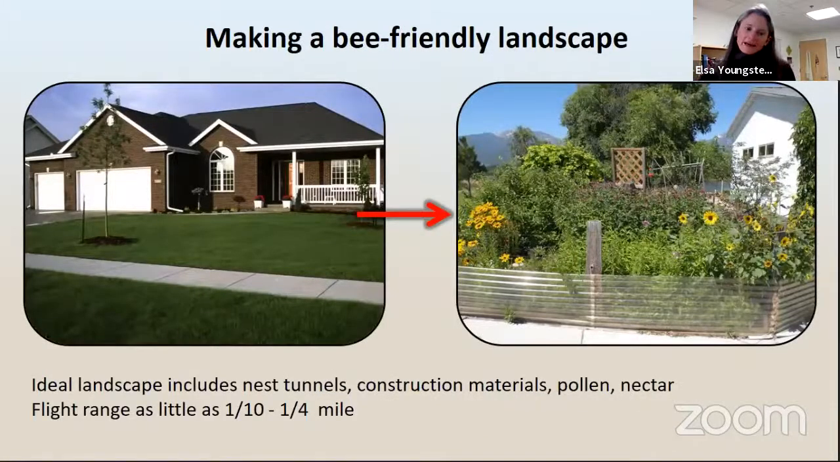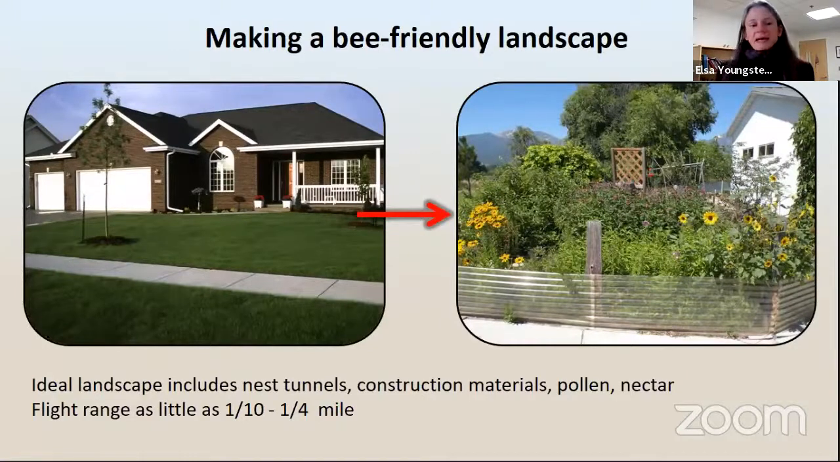And then finally, we've talked a lot about the nesting materials. Of course, like we said, all bees need food and shelter, so a nest alone does not a good landscape make. The ideal landscape includes not only nesting tunnels, but also those construction materials, sources of leaves and mud or flower petals that they use to build the nest interior, as well as, of course, pollen and nectar for the offspring.